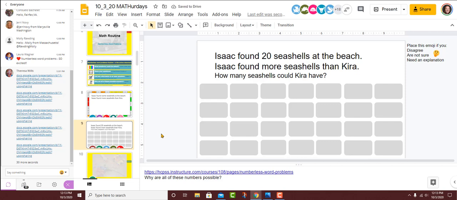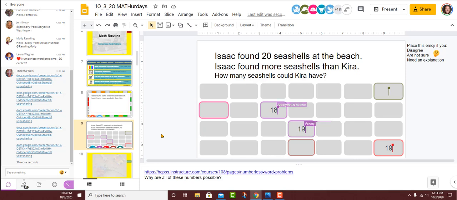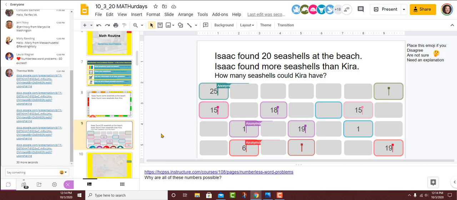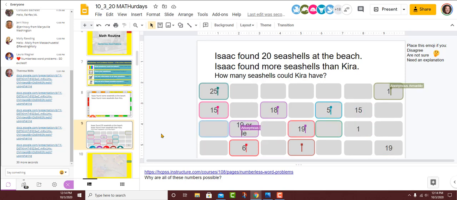Alrighty, I'm on slide 9. I invite you down here. And our new piece of information is on here. It says, Isaac found 20 seashells at the beach. Isaac found more seashells than Kira. How many seashells could Kira have? If you would take over one of those little text boxes and put a number in there, and then if you see another number that you agree with, you are welcome to turn that number bold. And bold will be our signal that we made a connection with somebody else and we agree with that.